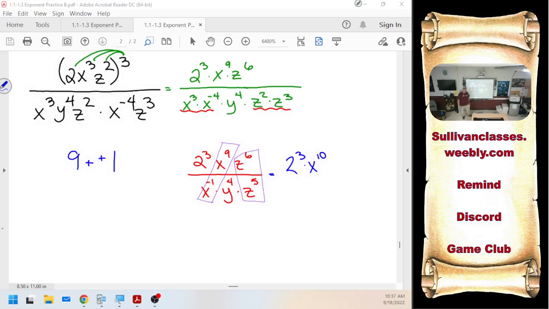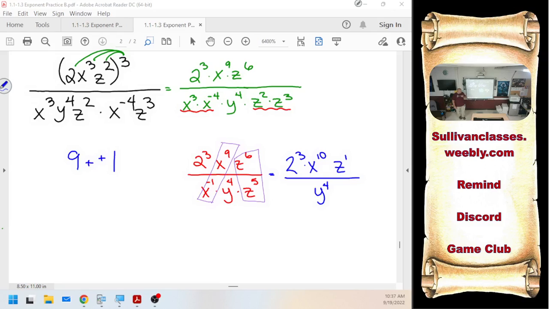Z to the 6th over Z to the 5th. Who's got more game? By how much? So I have a Z upstairs. I do not need to write the 1. I'll put it there just for now so we remember. And then y to the 4th is still down here being all lonely and miserable. That's the answer. Very, very close to the answer.